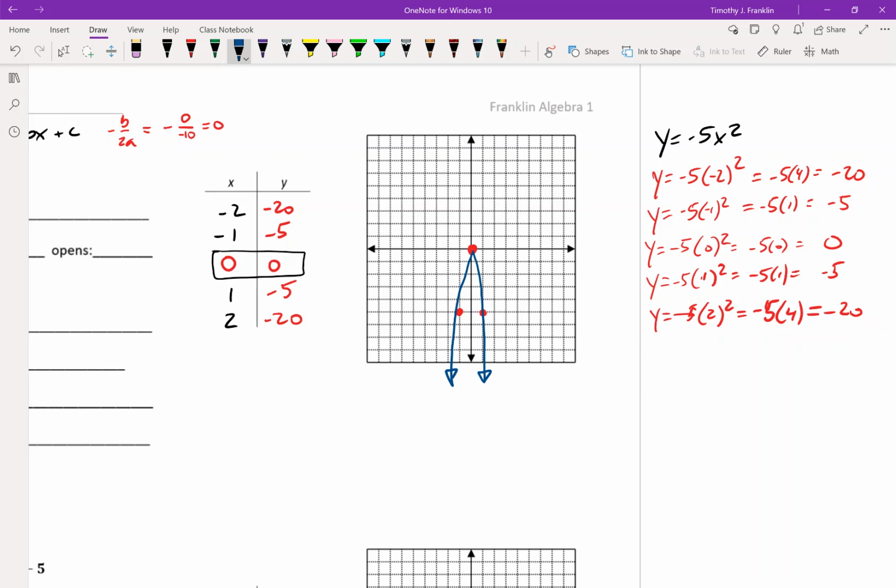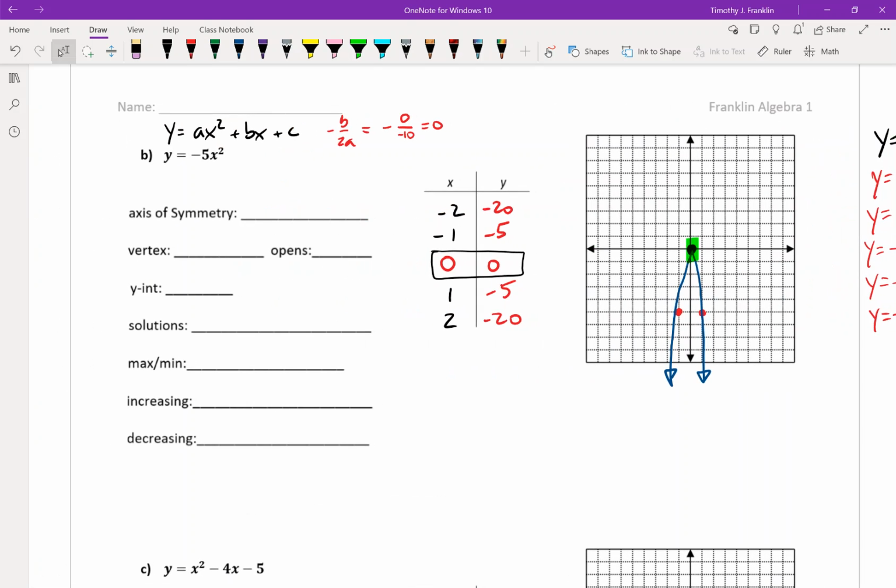We did find the x-intercept. There's just one of them, but it does touch the x-axis there. So no need to add more points because we can see where it crosses the x-axis. And so we are done with that. Now let's fill out our information. The AOS, the axis of symmetry, right here down the middle, that was x equals 0. Vertex point, 0, 0. That's that middle point right here.